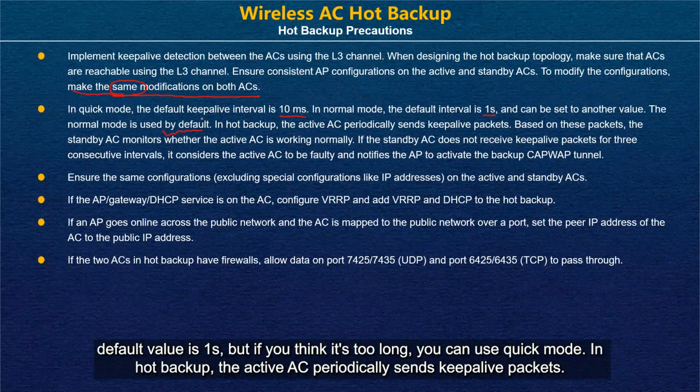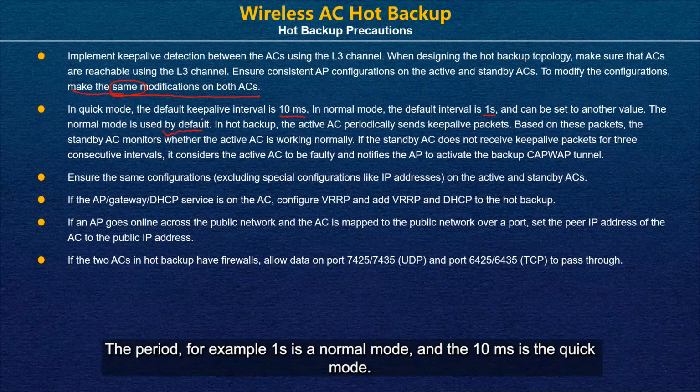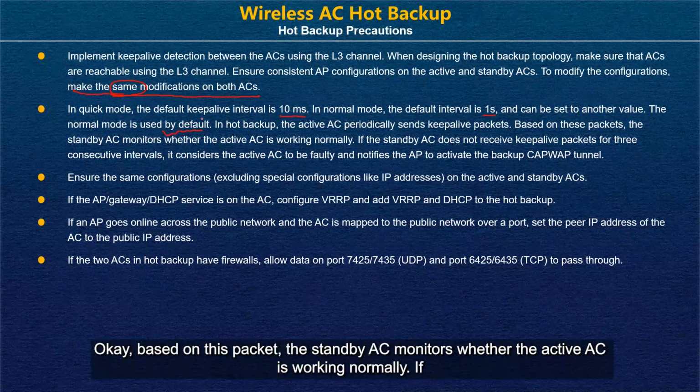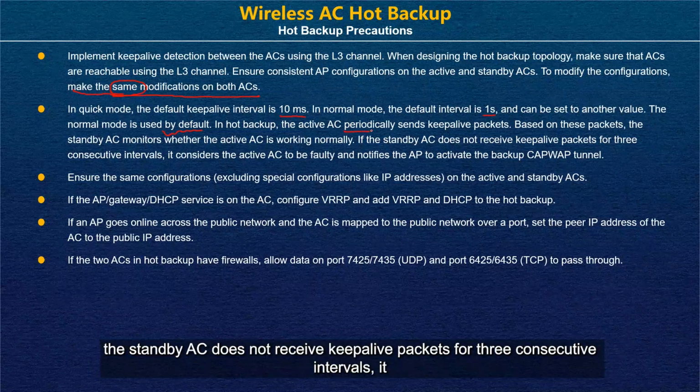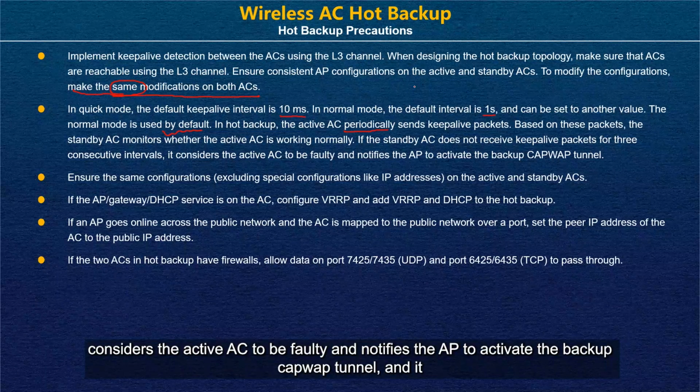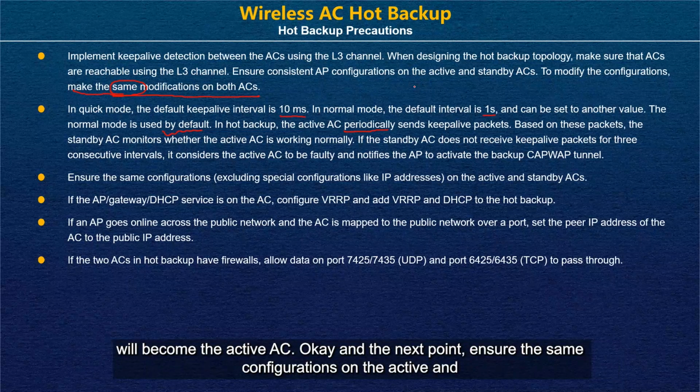And in hot backup, the active AC periodically sends keep alive packages. The period is, for example, 1 second in the normal mode and 10 milliseconds in the quick mode. Okay, based on these packages, the standby AC monitors whether the active AC is working normally. If the standby AC does not receive keep alive packages for 3 consecutive intervals, it considers the active AC to be faulty and notifies the AP to activate the backup kernel, and it will become the active AC.